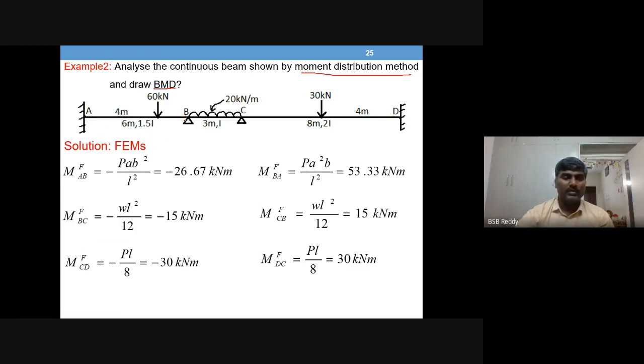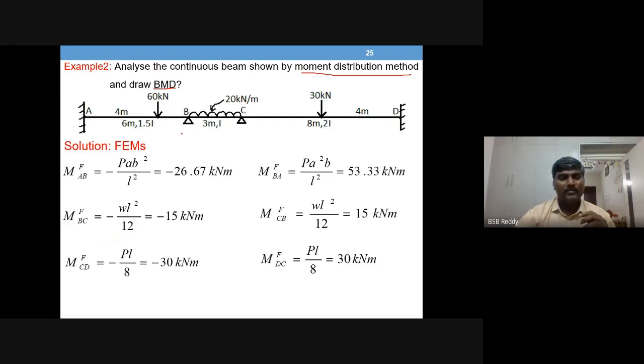For span AB, fixed end moments, consider AB as a fixed beam. I'm not going to draw it. You have to understand, because in the earlier session we have seen the problem with detailed explanation. So just take this as a practice problem. Just follow the steps and try on your own.